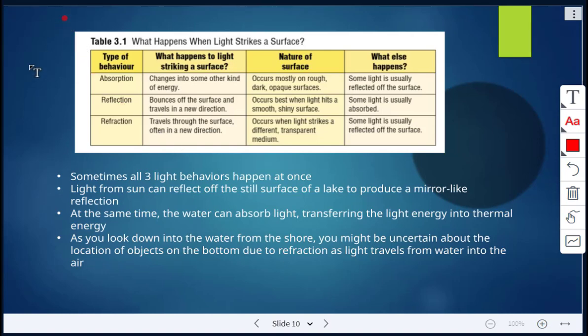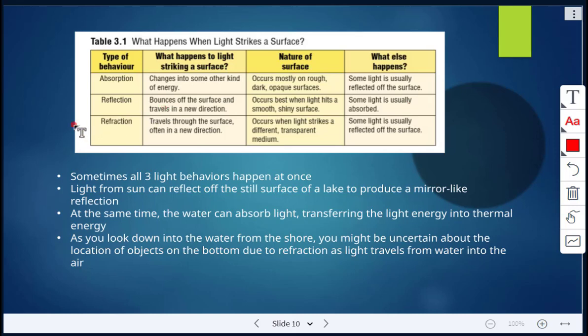All right, so let's take a look at this table here. What happens when light strikes a surface? If it's absorbed, it changes into some other kind of energy. This usually occurs on rough, dark, opaque surfaces. Some light is usually reflected off the surface, but most of it will be absorbed. When there is reflection, that's when light bounces off the surface and travels in a new direction. This usually occurs best when it hits a smooth, shiny surface. Some light is usually getting absorbed as well.